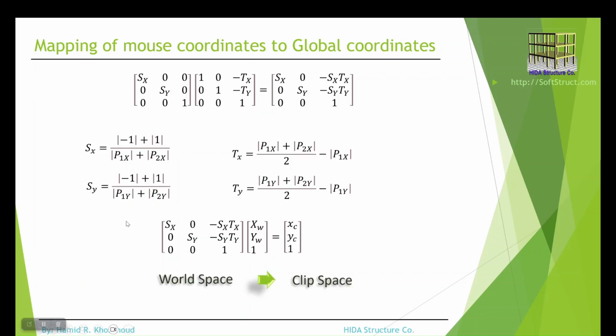The scale factors Sx and Sy correspond to the ratio of the width and height of the screen window in clip space to world space. The translation factors Tx and Ty represent the lengths of vectors that translate the world space to clip space. These matrices can be combined by multiplying them.